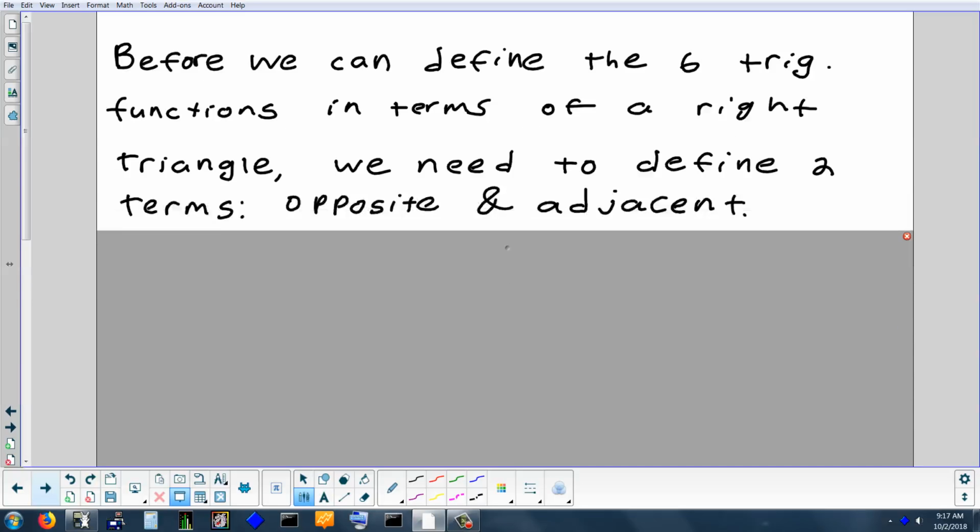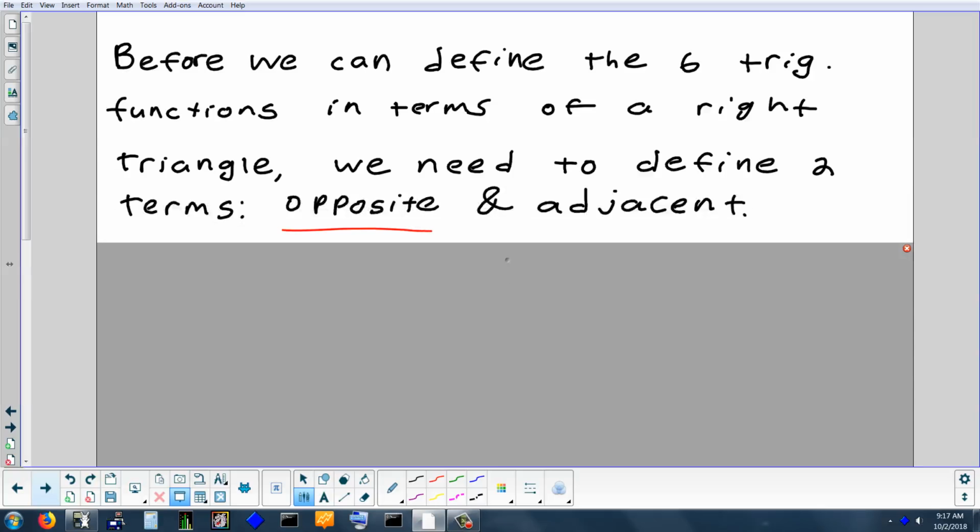Alright, so when we define the trig functions, we're going to go through them just like we did with unit circle trig. I'm going to show you what the sine, the cosine, the tangent, the cosecant, the secant, and the cotangent are. But in the definitions, I'm going to use these two terms, opposite and adjacent, and hypotenuse. Hypotenuse, that's an easy one. It's the one across from the 90. But I have to describe what the terms opposite and adjacent mean.